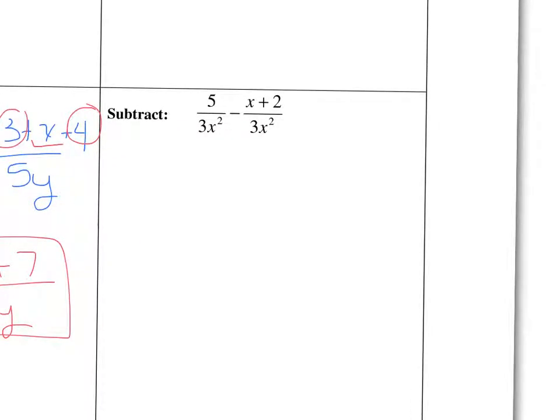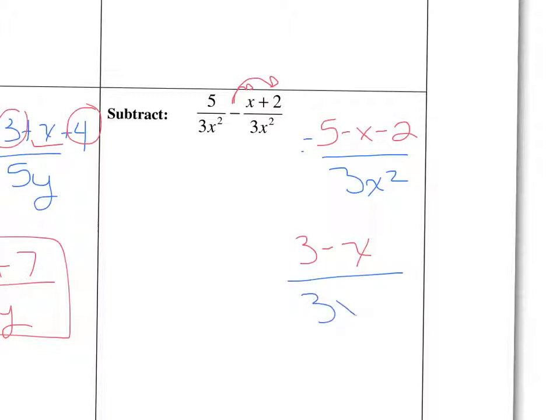This is subtract, so the denominator will be the same, 3x squared. This is the case where you have to worry about the subtraction and distributing it because there's more than one term behind it in the numerator. So we'll have 5 minus x minus 2. And combining like terms gives us 3 minus x. Because the 5 and the negative 2 are like terms, that makes a 3. Then we have the negative x over 3x squared.